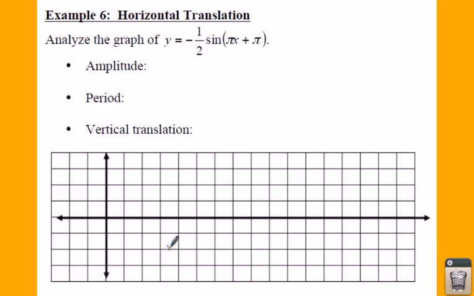Here for example 6, I'm going to show you a little bit different problem, still a horizontal translation, but instead of just shifting left and right by a nice pretty pi over 2, we're still going to shift by a radian value, but it's not necessarily going to be a nice pretty radian value. Before we figure out our amplitude, our period, and our vertical translation, which there won't be one, we also need to figure out a phase shift here.